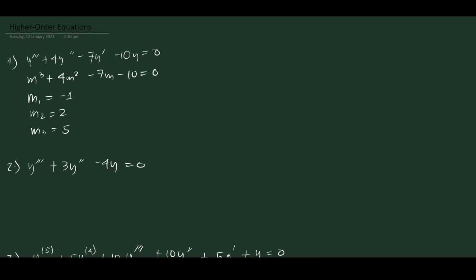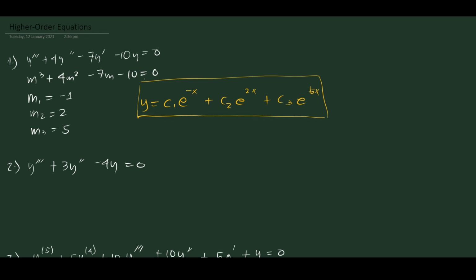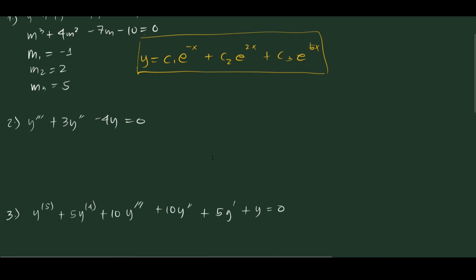Now, as you can see here, these are three distinct roots. This is case 1, right? So how are we going to format the general solution for this? That is simply y is equal to C1 e raised to negative x, plus C2 e raised to 2x, and then plus C3 e raised to 5x. Okay, so this is the general solution for this particular equation. If you have another distinct root here, let's say m4 is equal to 6, then you can just add it in the same format.